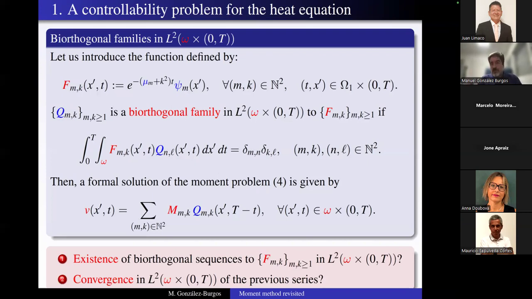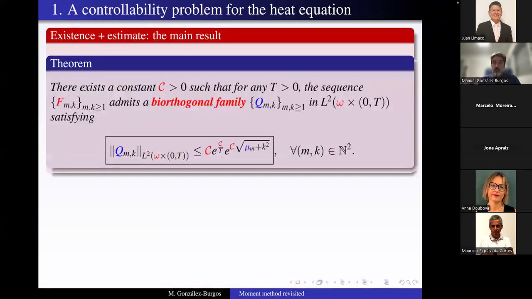And if the answer is yes, we can prove the convergence of this control, because this control must live in L2 of little omega. Then this series must be convergent in L2 of omega times (0,T). Well, the answer is yes in both cases, and we can prove this result, which is the main result.